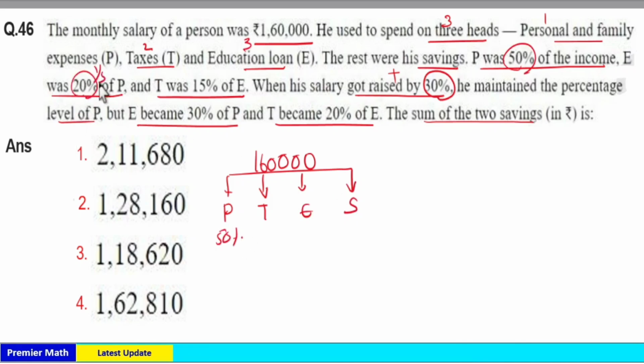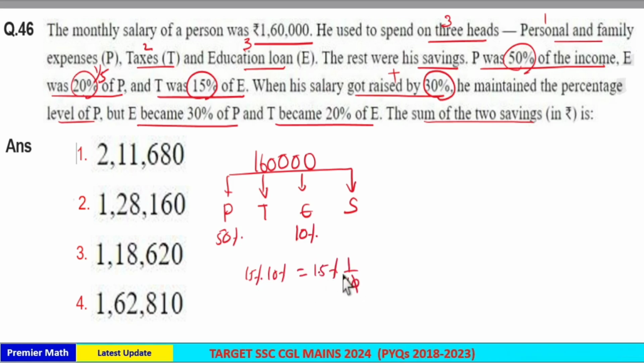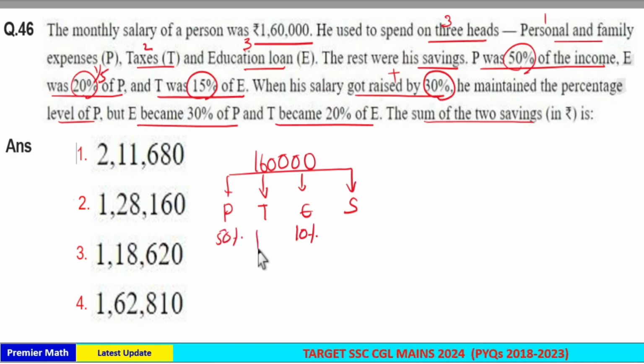20% means 1 by 5. So 1 by 5 of P means 1 by 5 of 50%. 1 by 5 of 50 is equal to 10. So E is 10% here. And T was 15% of E. So T here is equal to 15% of E. E is 10%. So 15% of 10% means 1 by 10, so here this is equal to 1.5%. T is 1.5%. Then remaining is the savings.